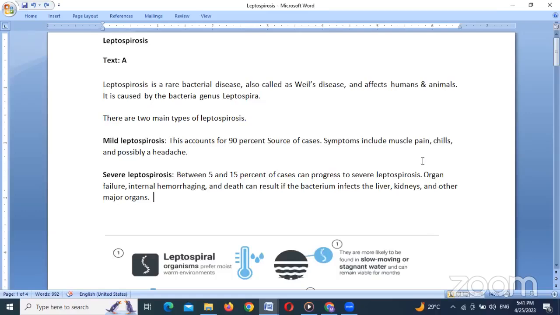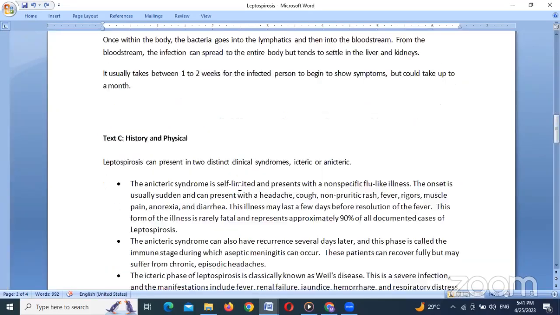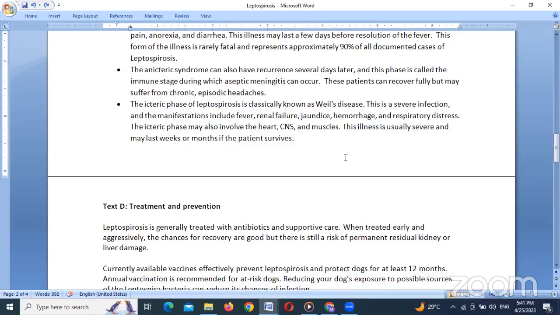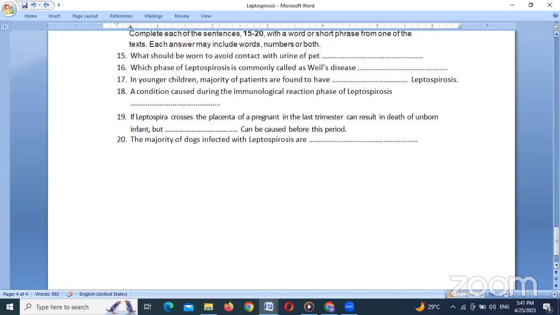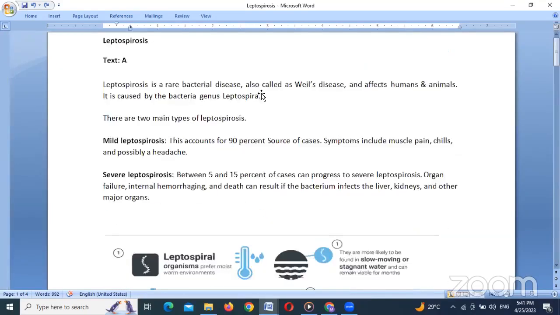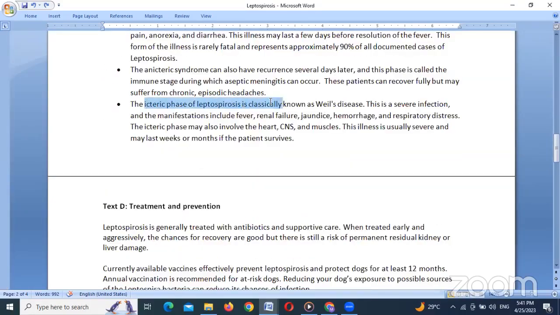Can you find the words Weil's disease here? No, not here, and not in these two types. They've written it only in the icteric phase. So the answer is icteric phase. Very good, excellent. But they mentioned it in the first line of text A: leptospirosis is a rare bacterial disease, also called Weil's disease. They're not talking about which phase is called Weil's disease. Here they're saying this is the icteric phase that is classically known as Weil's disease. So the answer is icteric phase.